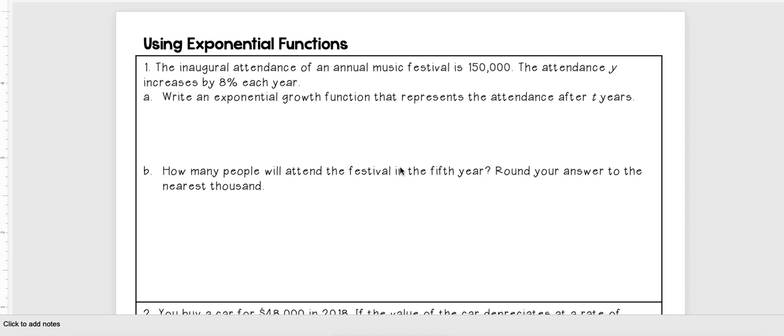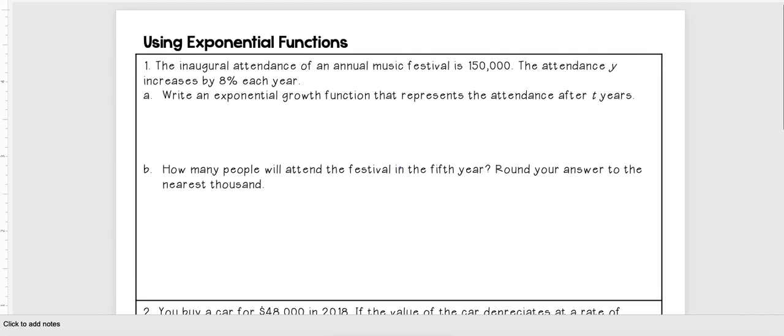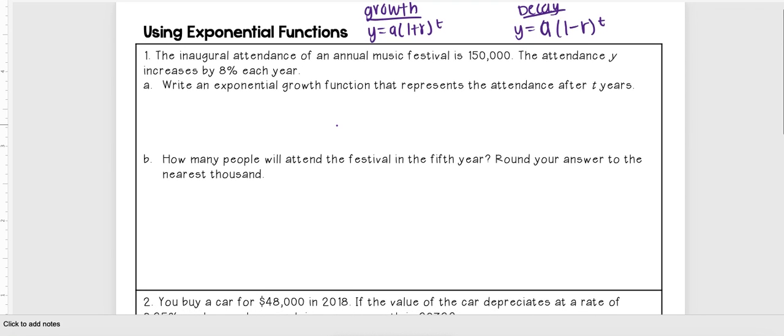Okay, so now let's go ahead and actually solve some application problems with exponential growth and decay functions. For these, I need to use those from the first video. So if it's growth, then it's going to be y equals a (1 plus r) raised to the t. If it's decay, then it's going to be y equals a times (1 minus r) to the t. So it's going to be two different functions that we're going to be using here.